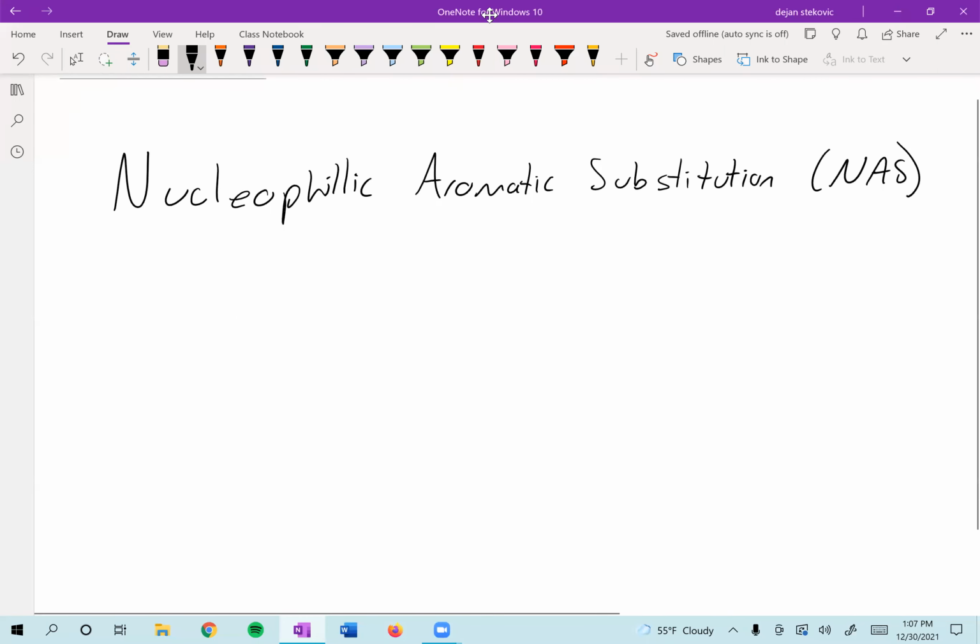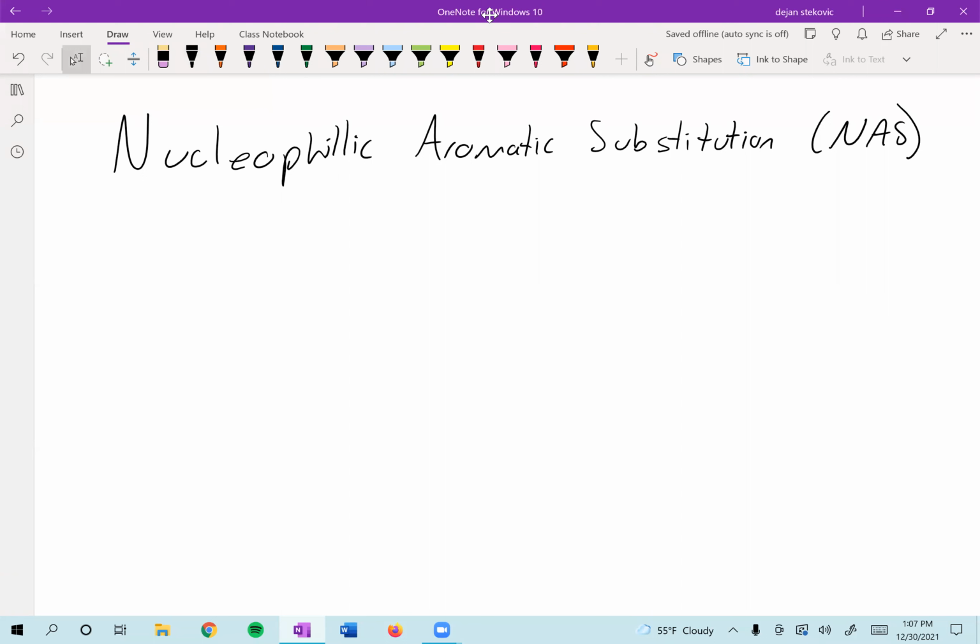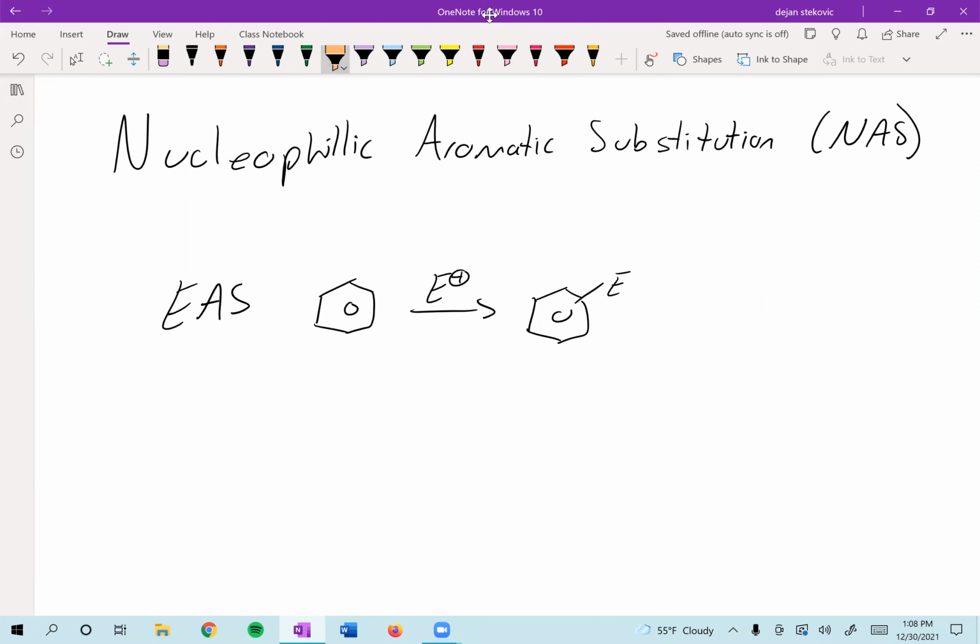All right, so far we've looked at electrophilic aromatic substitution, but we can also do the opposite, nucleophilic aromatic substitution. So let's review again what we learned about electrophilic aromatic substitution. Here we have our benzene ring reacting with some kind of electrophile, and then it gets substituted in, right? In this case, our benzene ring is acting as the nucleophile, and then we're adding an electrophile.